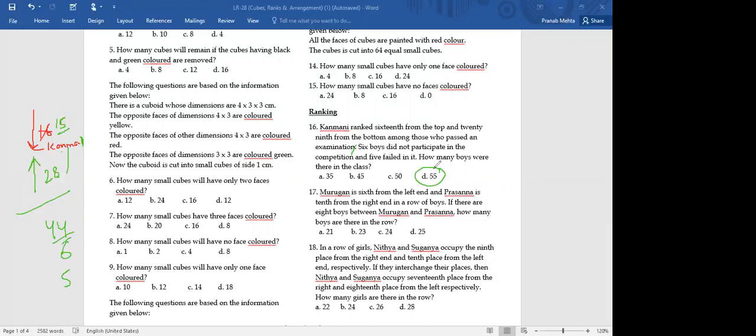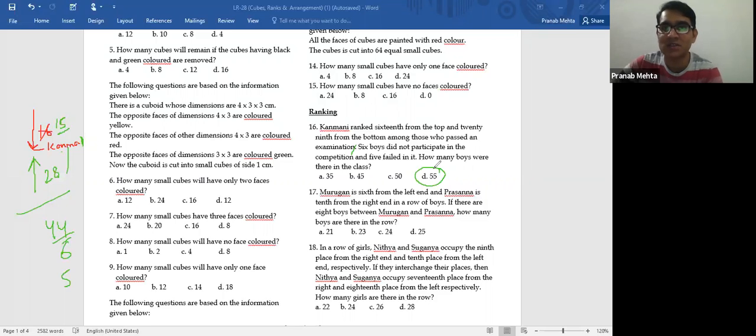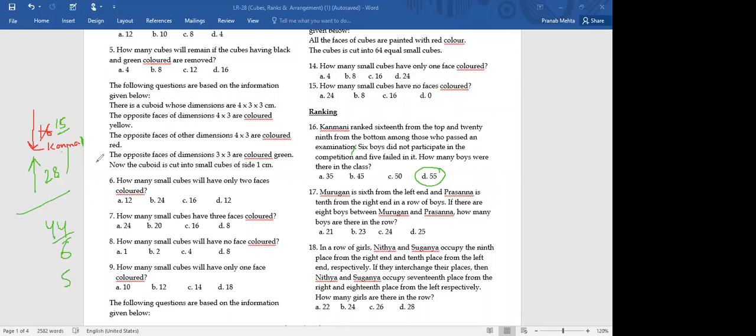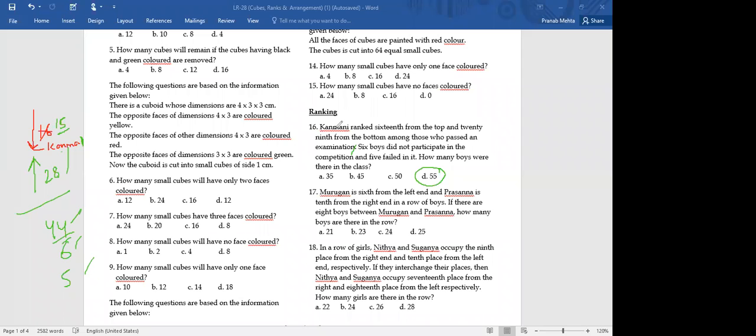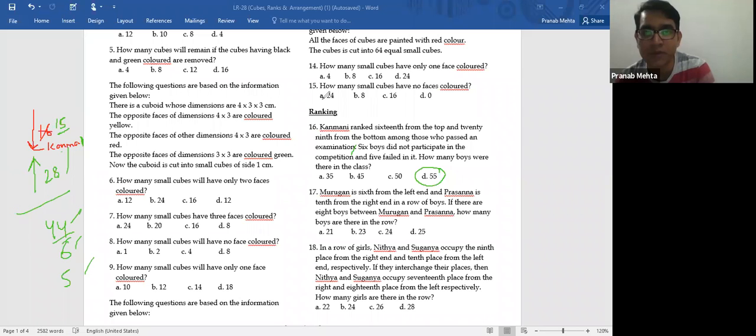Kanmani ranked 16 from the top and 29 from the bottom, so these are the people who have passed. 6 boys did not participate in the competition, so another 6 people are in the class who have not participated. And 5 have failed, so this data doesn't belong to the other group. They are giving separate data saying 5 people have failed. So it is obvious that we are talking about the complete classroom, which is the sum of all three. Any other doubt? No, sir. Good. Now let us go with the next question.